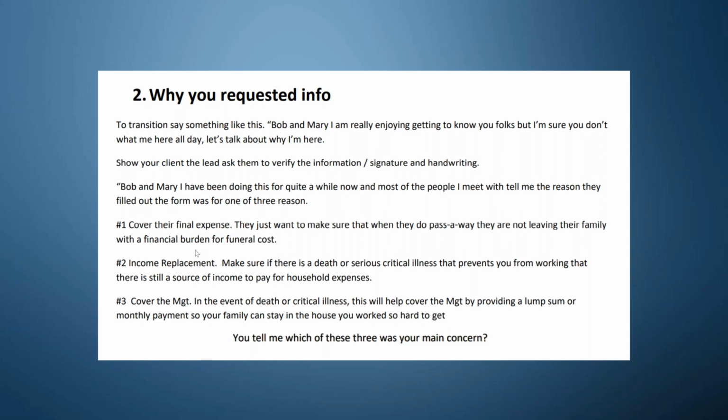And I'm going to let Jimmy and his wife answer the question. I want to know. So Jimmy, in this situation, I'm going to ask you, you tell me which of these was your main concern. Well, my main concern is that if one of us were to pass away, the other one wouldn't have the burden. So I'm going to say that's probably going to be the first one there, Joe. The final expenses? Mm-hmm. Perfect.